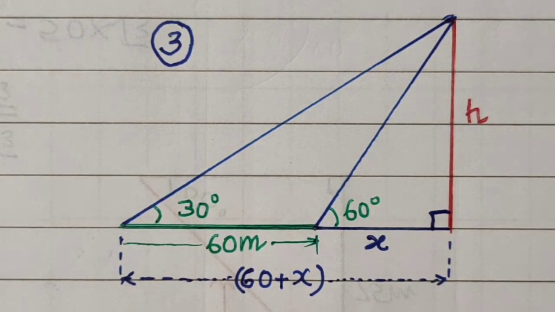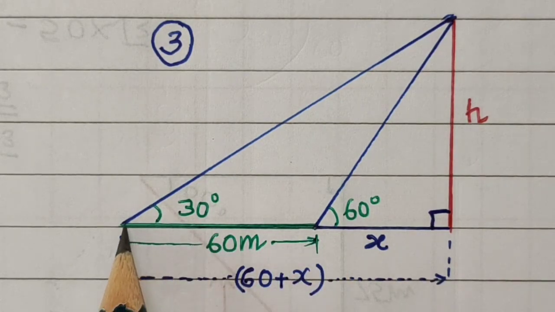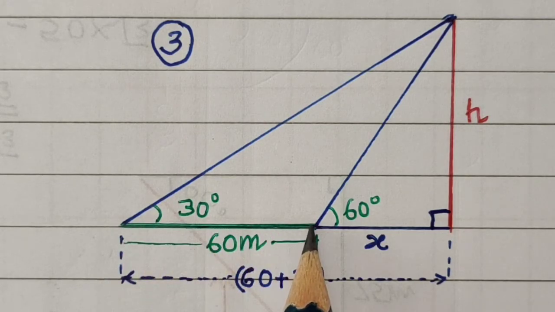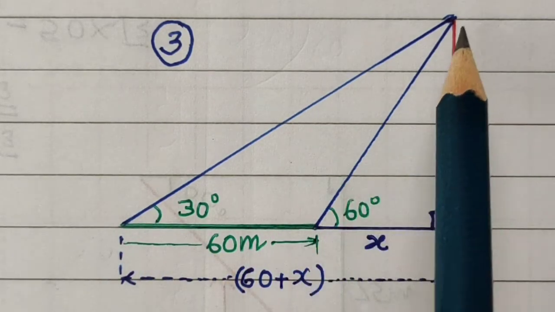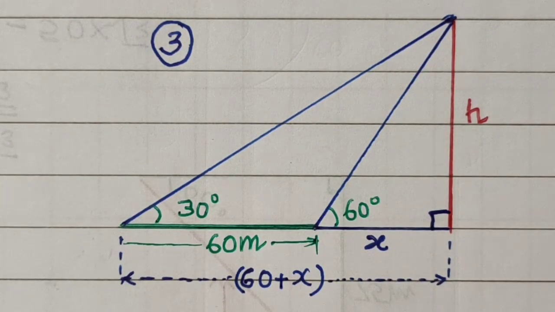And he walks towards the building in the horizontal plane. He walks 60 meters towards the building and observes the elevation of the building. It shows 60 degrees. He walks in a horizontal line through its base. On covering 60 meters, the angle of elevation changes to 60 degrees.